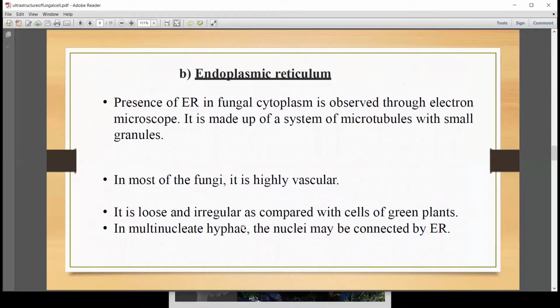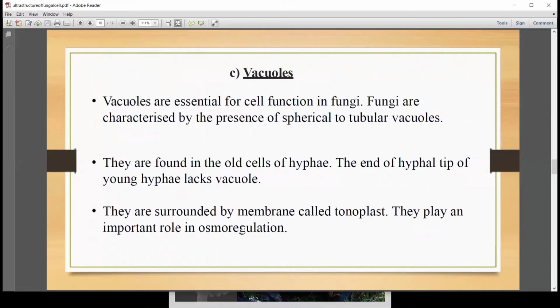Endoplasmic reticulum. The presence of endoplasmic reticulum in fungal cytoplasm is observed through an electron microscope. You require an electron microscope for seeing endoplasmic reticulum. It is made up of a system of microtubules with small granules. In most of the fungi, it is highly vesicular. It is loose and irregular as compared to the cell of green plants. In multinucleated hypha, the nuclei may be connected by endoplasmic reticulum.